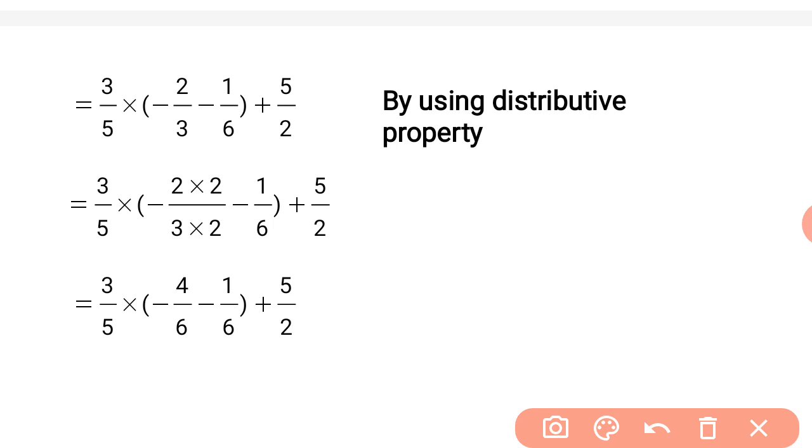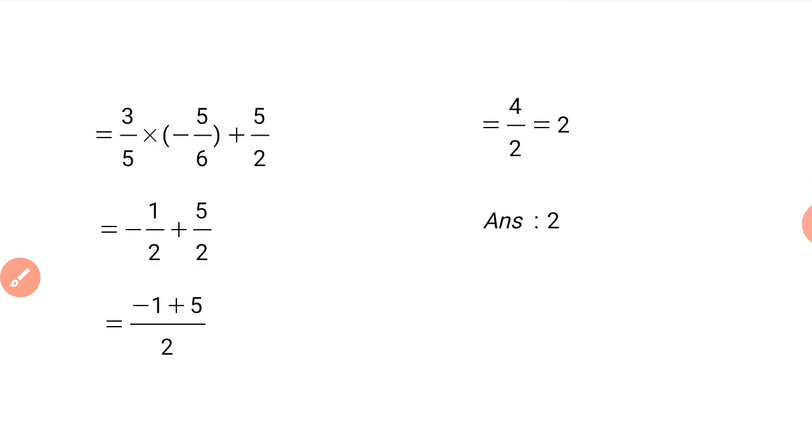With all these, you will reach this step wherein you have got minus 4 by 6 minus 1 by 6. Now children, this can be solved further. So the bracket becomes minus 5 by 6. What will be our next step? It will be 3 by 5 multiplied by minus 5 by 6, and that plus 5 by 2 will always remain the same. This is your next step that is shown here.